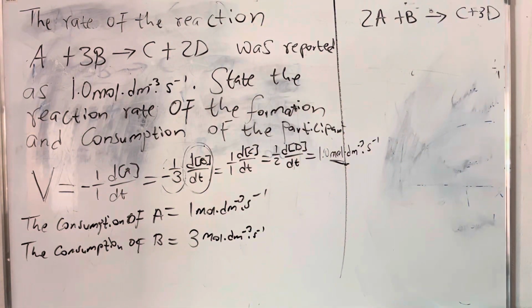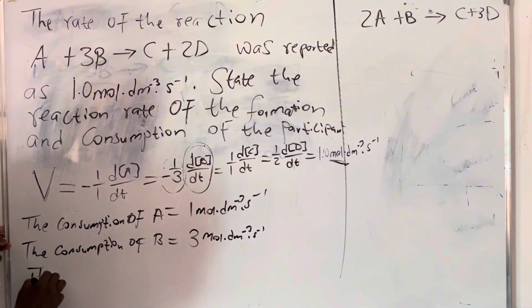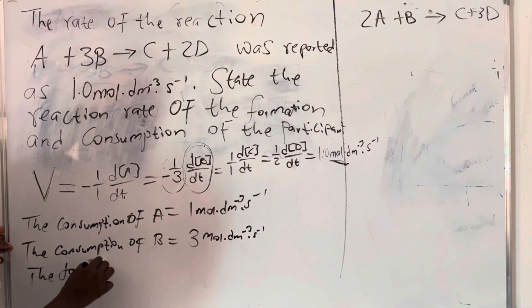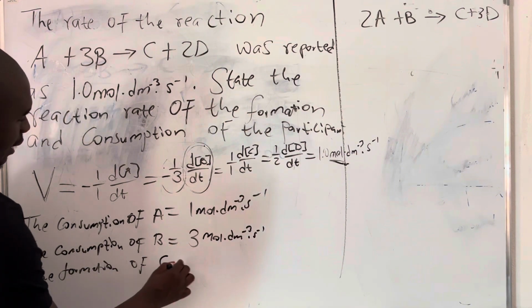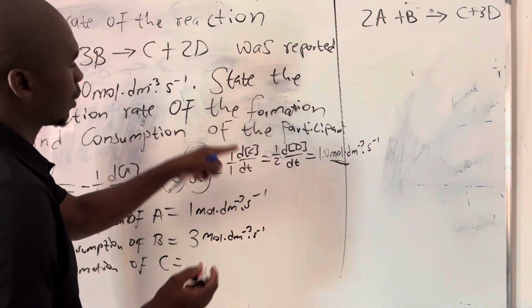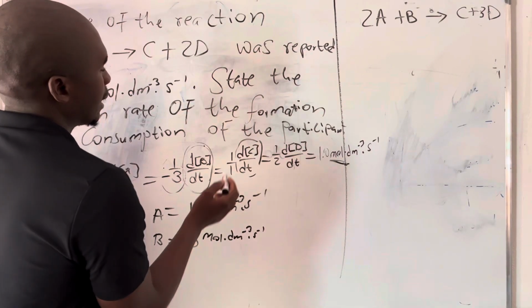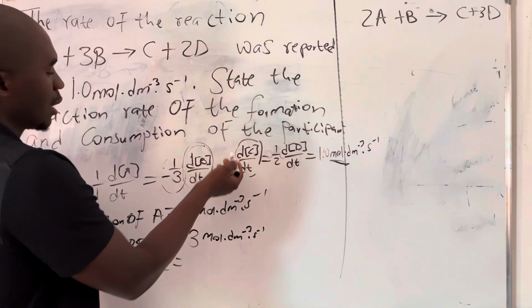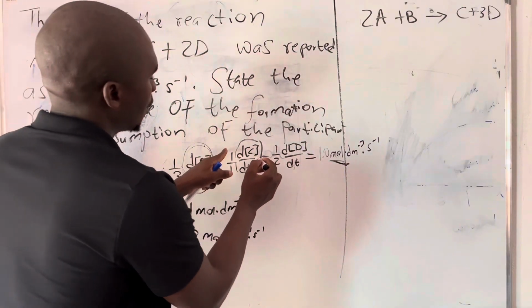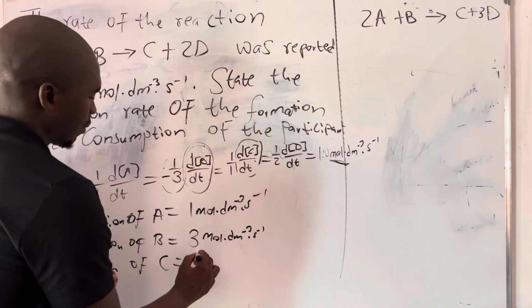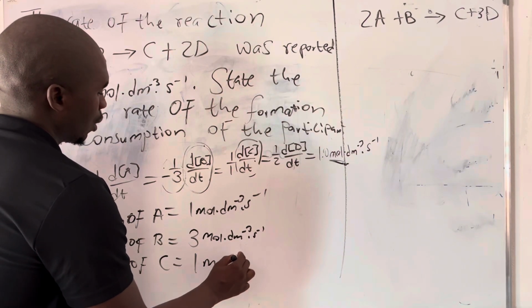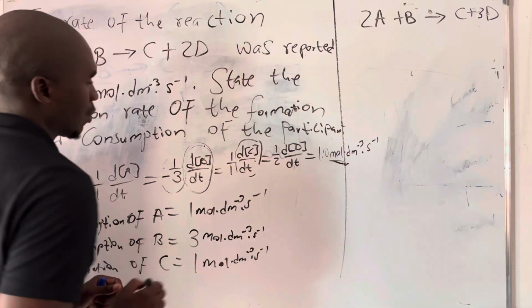So what about now the formation? Because C is a formation, right? It's not a consumption. So for C, we will write the formation of C is equal to, we come and look at here. Remember, this is the rate, right? This one, 1/1, it will still be 1. Any number multiplied by 1 is that number. So when we relate this one and that one, the formation of C will be just 1 mole per decimeter cube per second, right?